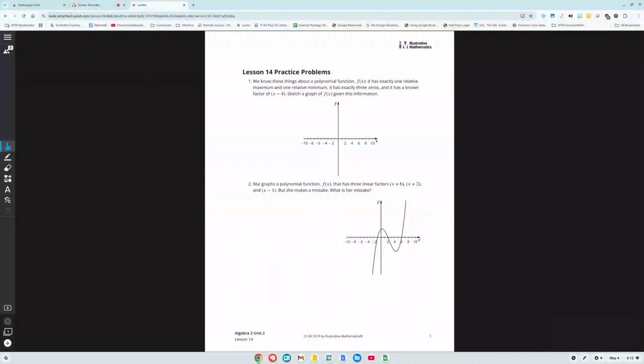All right, lesson 14, kind of tying everything together, looking at division, looking at graphing, looking at everything put together. Question 1 says we know these things about polynomial function f of x: it has exactly one relative maximum and one relative minimum. It has exactly 3 zeros. It has a known factor of x minus 4. Sketch the graph. Well, I'm going to start piecing this thing together.